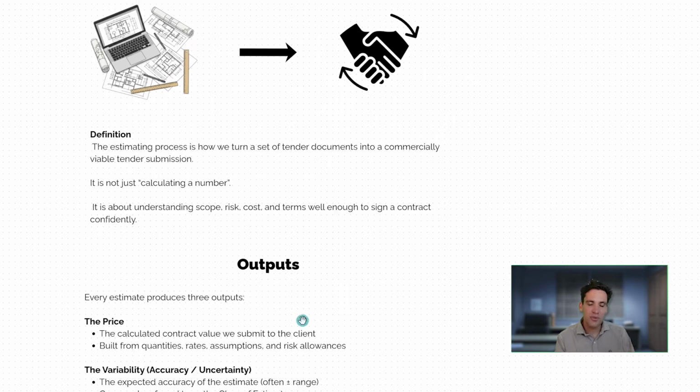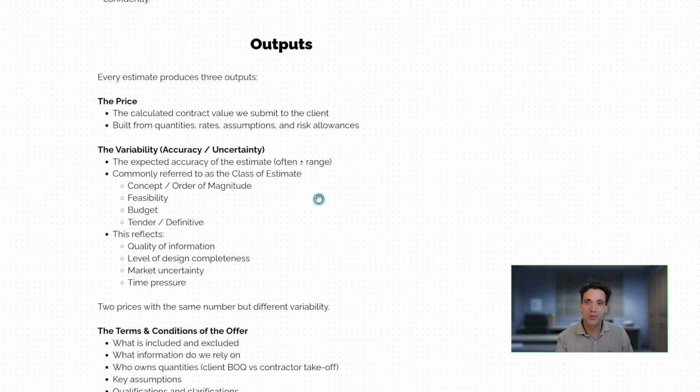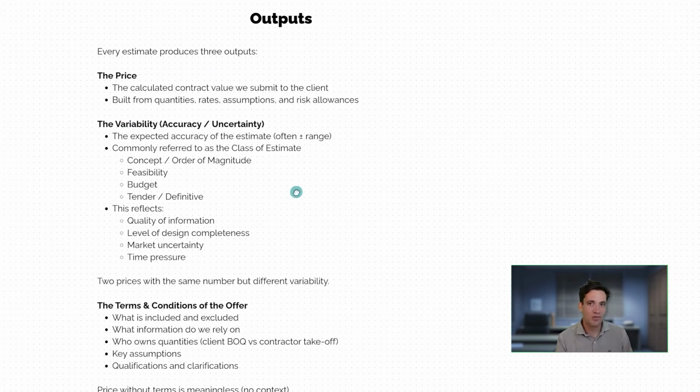All right, so the first things I want to establish are the outputs of the estimating process, and it's not just the price. The price is one output, but really there's three key outputs of any estimate. We've got the price, the calculated contract value we submit to the client, which is built from our quantities, our rates, assumptions, and risk allowances. That's the dollar value associated with our estimate.